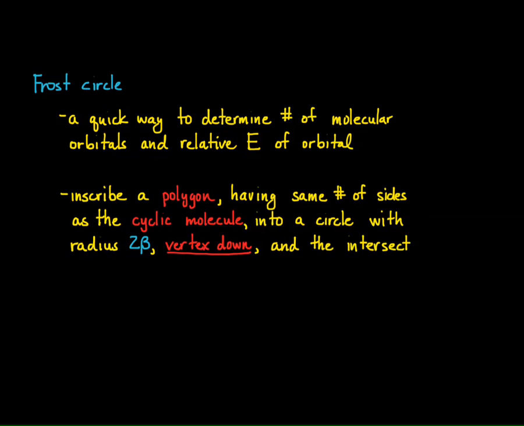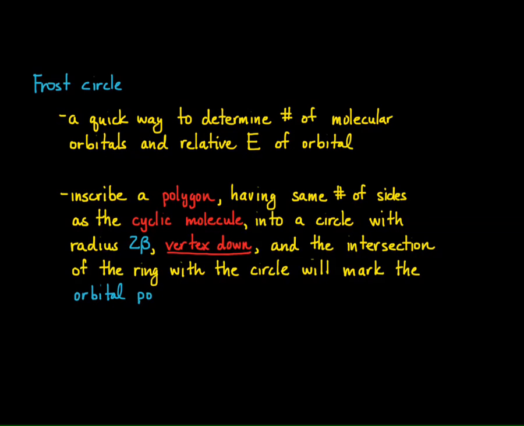And that circle has a radius of 2 beta, right? So beta would be an arbitrary energy value. The key is that we have to inscribe that polygon with its vertex pointing down. And so when we do that, we can look at the intersection of the polygon with the circle. And at each intersection, that marks an orbital position.